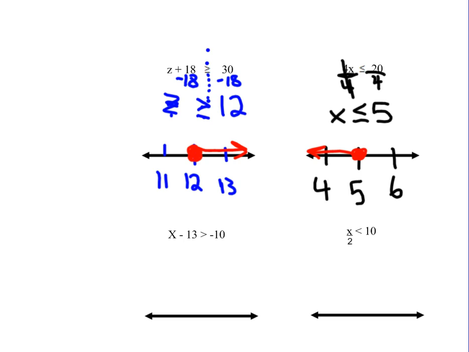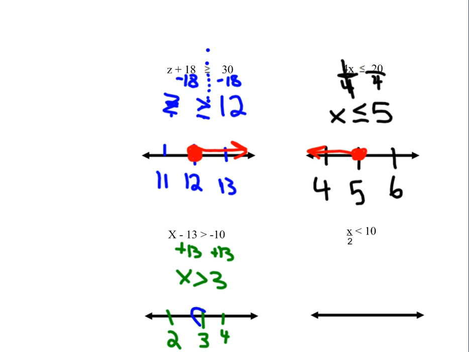Continuing on here, I've got x minus 13 is greater than negative 10. To get rid of this minus 13, I'm going to undo it. I'm going to add 13 to both sides. So I will get x is just greater than positive 3, which I can graph in a very similar fashion. If I look at it, I've got x is greater than 3.